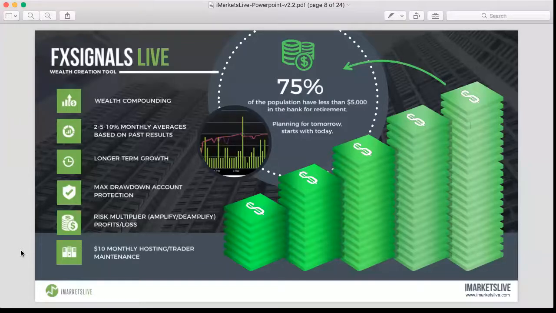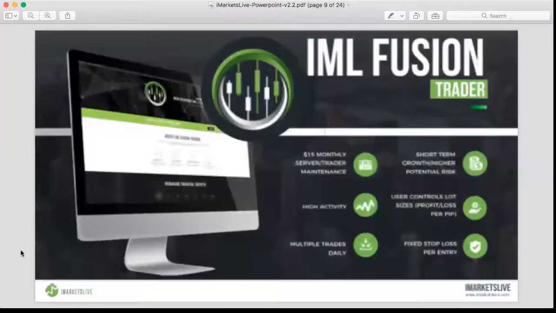So this is longer term growth. Maybe you may not see a trade every day. Maybe it trades 2, 3, 4 times a week, okay? You've got your max drawdown account protection so that you can literally set parameters in there that won't go below a certain point. You can change your risk multipliers. It means it can either amplify or de-amplify the profits and losses. All you pay is a $10 monthly hosting fee for the trader, for maintenance, everything. Guys, that is absolutely incredible. We're going to show you how to do that today.